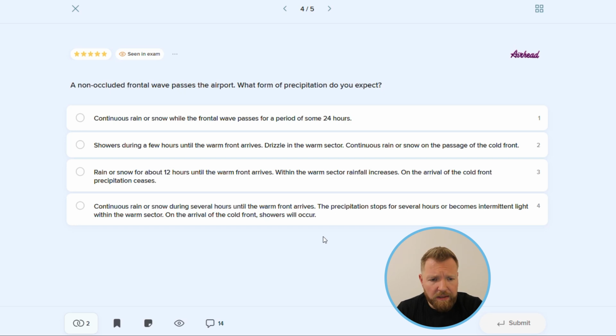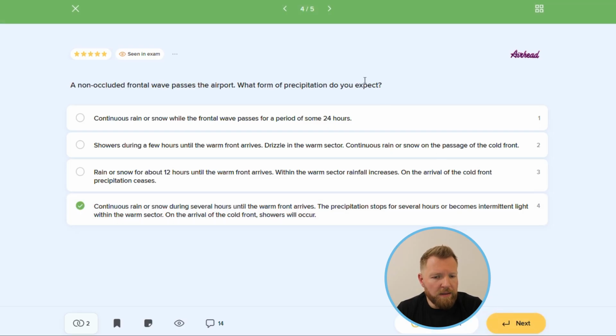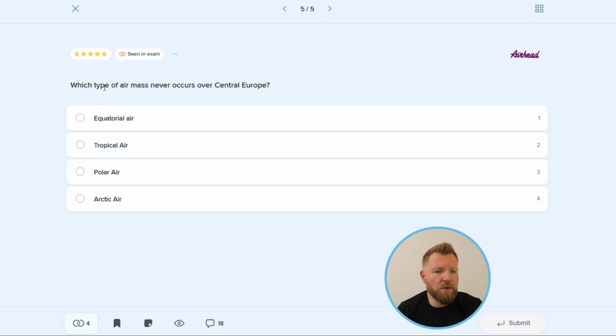As you can see, this pattern is more or less described in answer number 4. Continuous rain or snow during several hours until the warm front arrives. The precipitation stops for several hours or becomes intermittent light within the warm sector. And on the arrival of the cold front, showers will occur. And answer number 4 is correct.